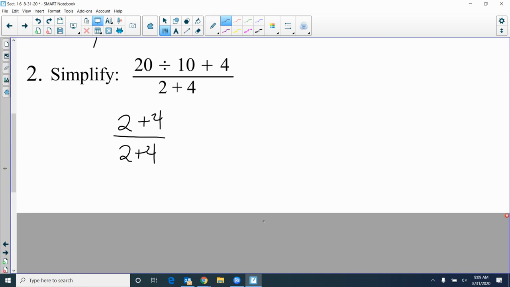Okay. Now, if I simplify the top, Evan, what do I get? What do I get on the top? 6. Look at that. Okay. My final step here. 6 divided by 6 is 1. Okay. So again, I'm going to simplify the top, simplify the bottom before I can divide anything. Okay. Nice job.